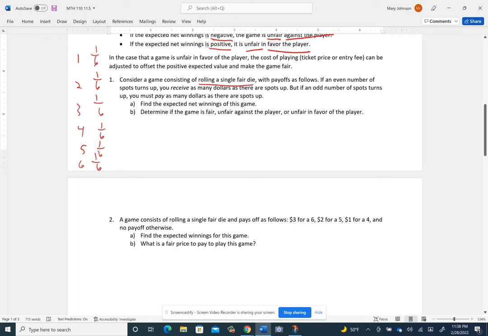All right, so with this game, if an even number of spots turns up, you receive as many dollars as there are spots. If an odd number shows up, you have to pay as many dollars as there are spots. Okay, so we're supposed to find the expected net winnings.